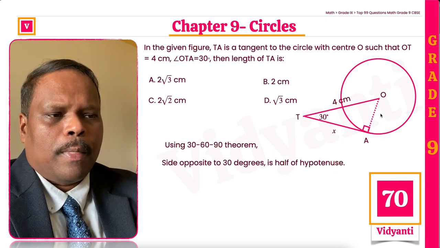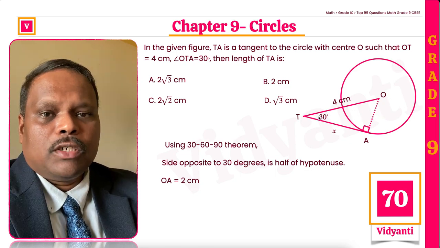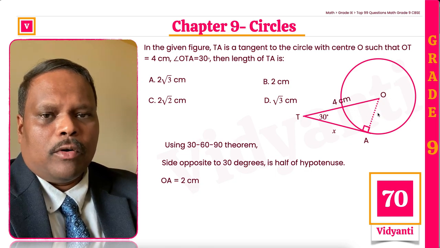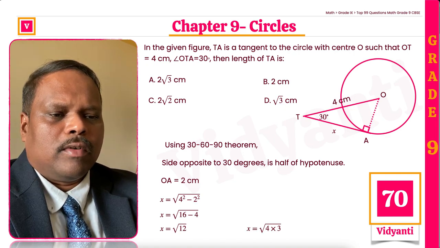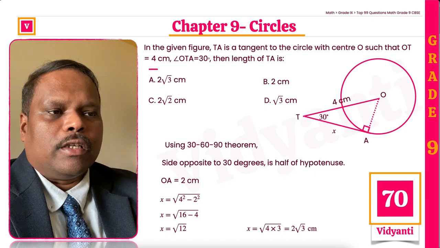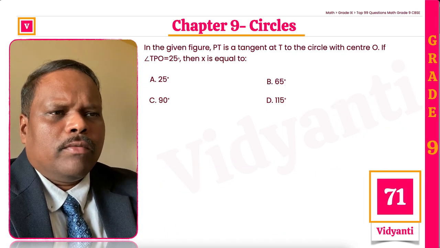This will be 2, and then because the side opposite to 30 is half of the hypotenuse, x is equal to 4 square minus 2 square, that will come out to be 2 root 3. In the given figure, PT is tangent.